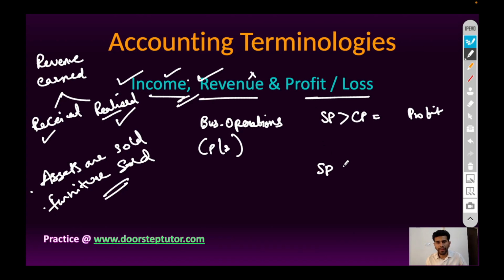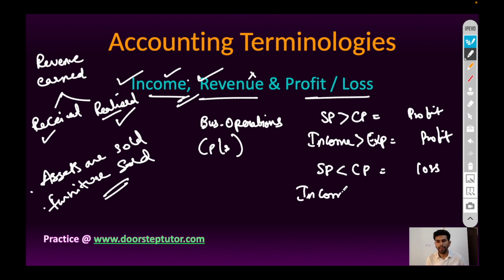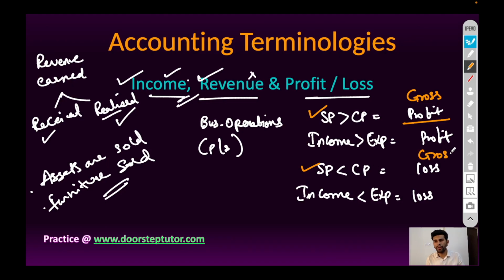If selling price is less than its cost price, then there will be loss, and if income is greater than expenses, there is a profit, and if income is less than expenses, then there will be loss. But if sales price of goods is higher than its cost price, then it is a gross profit. And if sales price of goods is lower than its cost price, then it is gross loss.